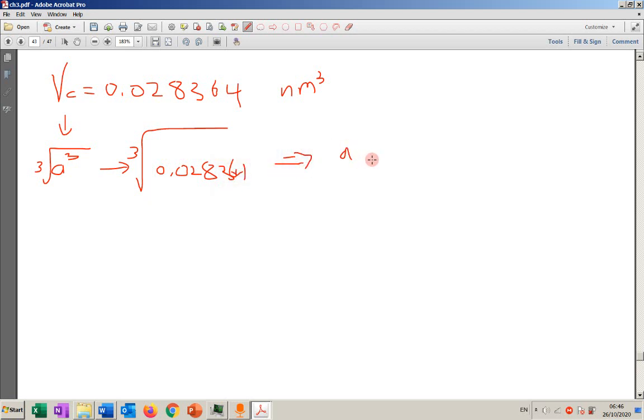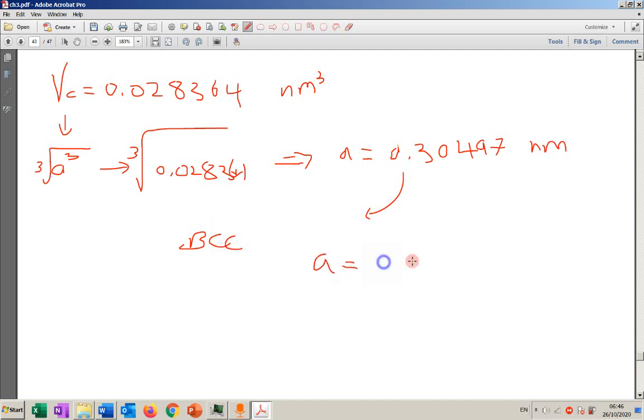I'm going step by step to make it easier to find R. So we're going to take root 3 of this one. Look, simple calculation, but you have to know how to find it. So a is going to be 0.30497 nanometer.